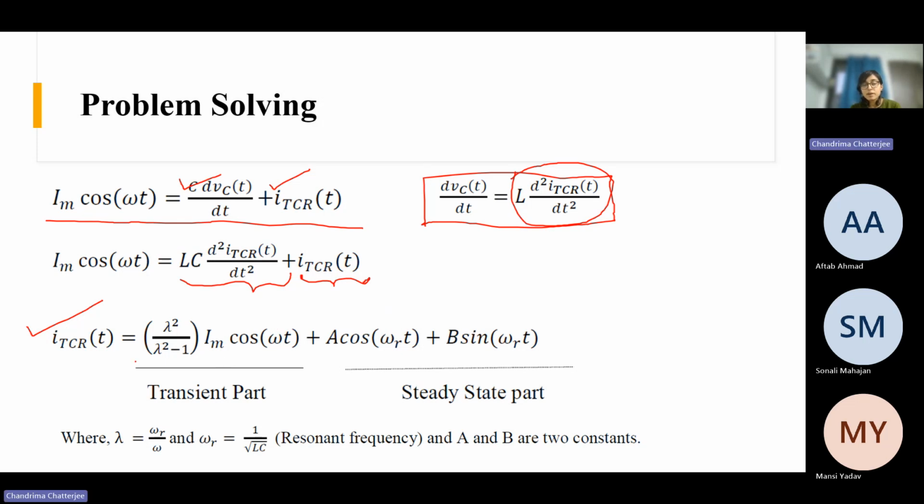So this is the transient part, and this is the steady state part. What is this parameter lambda? Lambda is the ratio of the resonance frequency to the power frequency. This is lambda, and omega r you already know. This is the resonance frequency. A and B are the constants. And how to find out the values of these constants? Some initial conditions, some boundary conditions are required to find out the values of A and B.